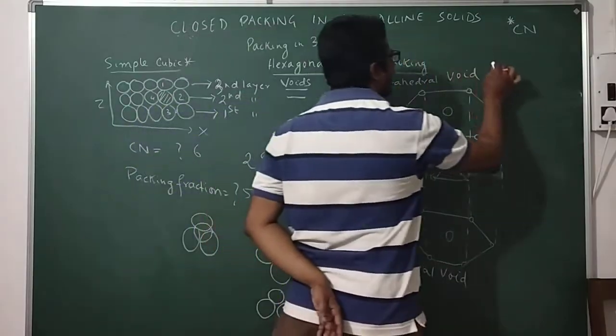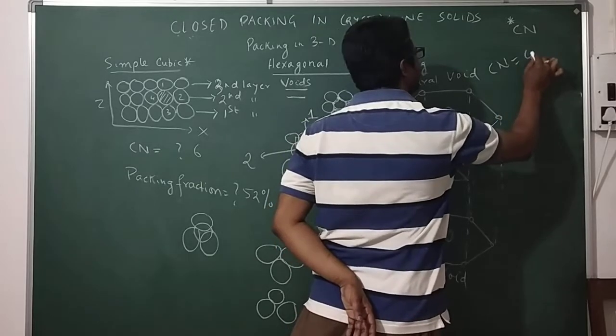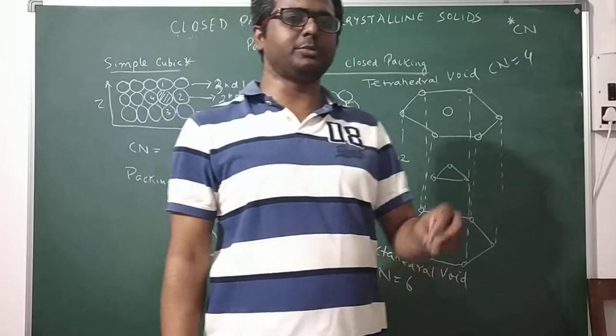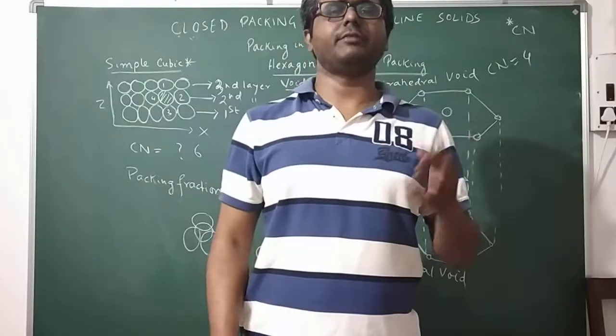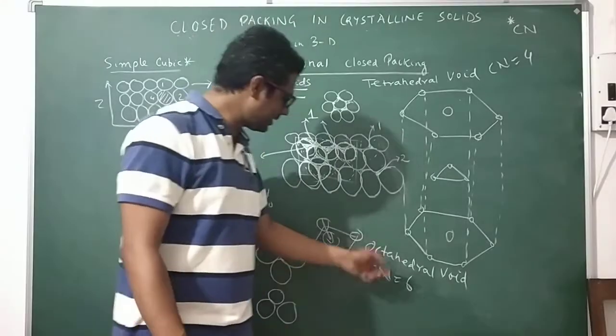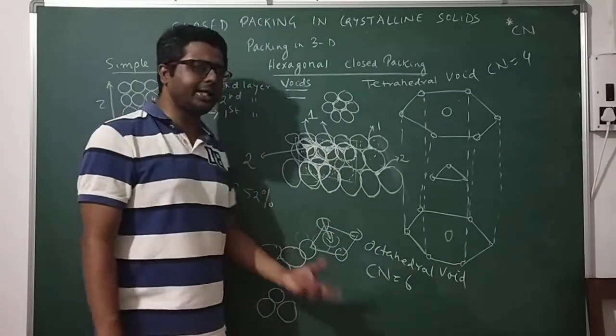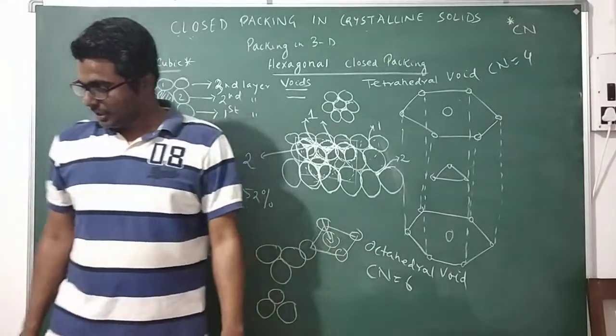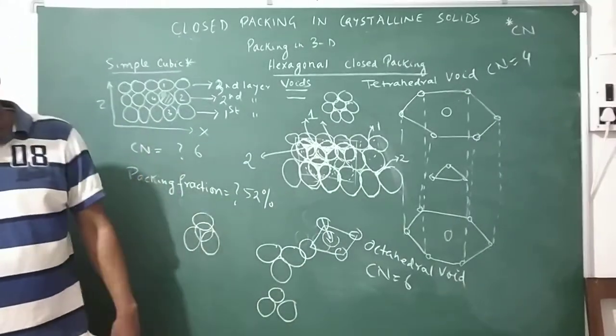In case of tetrahedral void the coordination number will be 4. So voids also have a coordination number. How many atoms are surrounding the void? If this is 4, then it is tetrahedral void. If it is 6, then it is octahedral void. Octahedral voids are only formed when there is a second layer.